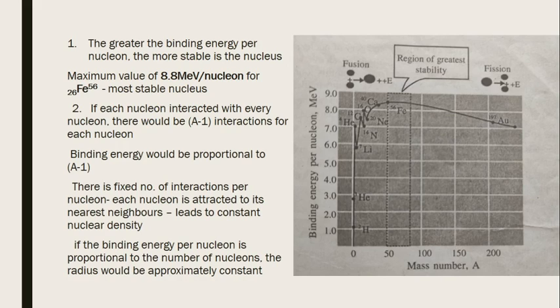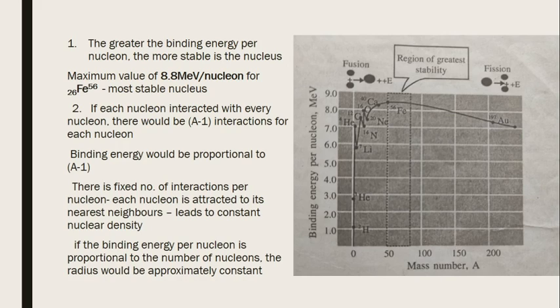Now the second point, if each nucleon interacted with every nucleon, there would be A-1 interactions for each nucleon. Just think that we have a proton and a neutron. So two nucleons are there. So the mass number will be A equal to 2. And they interact with each other, means there is only one interaction between them. So we can generalize and say that there will be A-1 interactions for each nucleon if each nucleon is interacted with every nucleon. So we can say that since there are A-1 interactions, the binding energy would be proportional to A-1.